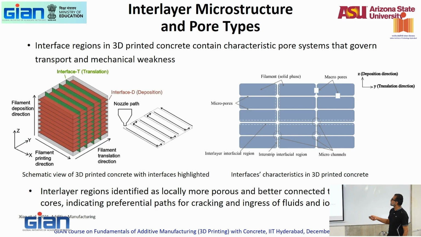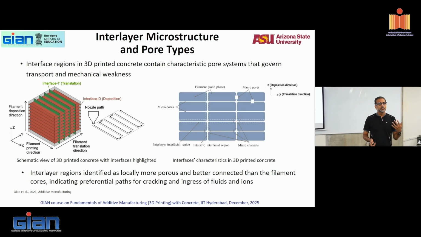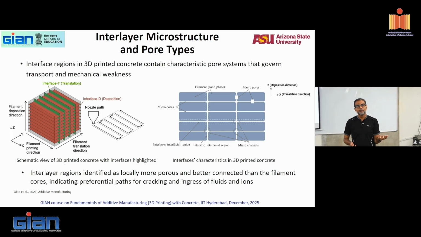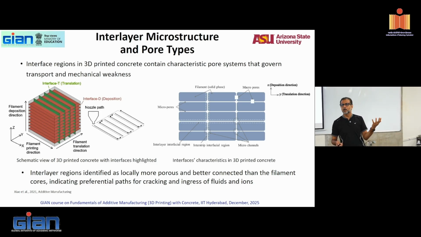Okay, so interface regions contain characteristic pore systems that govern transport and mechanical weakness. Transport durability is generally when you have ingress of moisture and ions. Generally, if you have reinforcement, it is for a corrosion dictated phenomena, but lots of other things can also happen. You can have leaching, which is also because of porosity. You can have sulfates, and lots of other deleterious stuff go in and cause problems. So again, voids are always bad things to have.